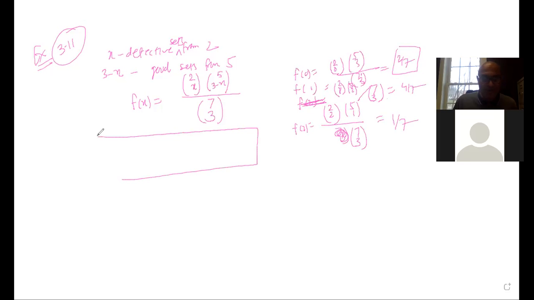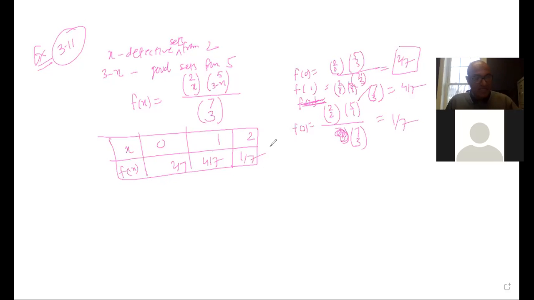So I can make a tabular form like this. This is my x: 0, 1, and 2, and this is my f(x): 2 over 7, 4 over 7, and 1 over 7. And I want to plot the histogram. That's what it says. So usually we start like this. Just wait, guys. Here x is equal to 0, 1, and 2.